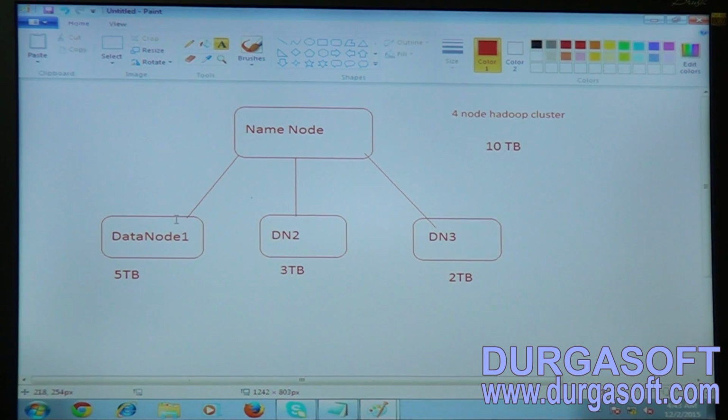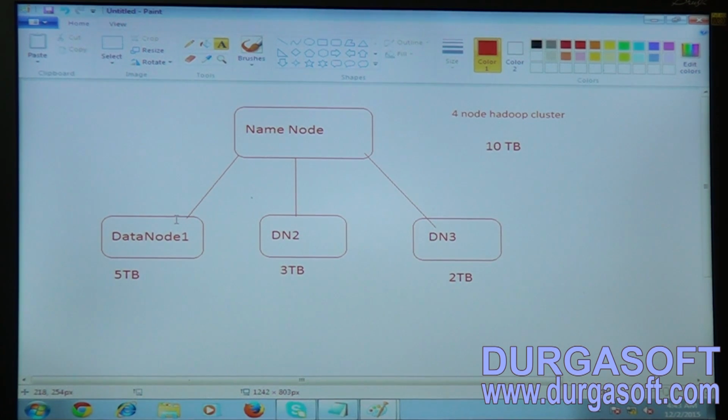So data node means it's a kind of server. It is associated with some memory, in the sense RAM as well as hard disk. So within the hard disk we store the data, and in RAM, the primary memory, we are using the local resources.